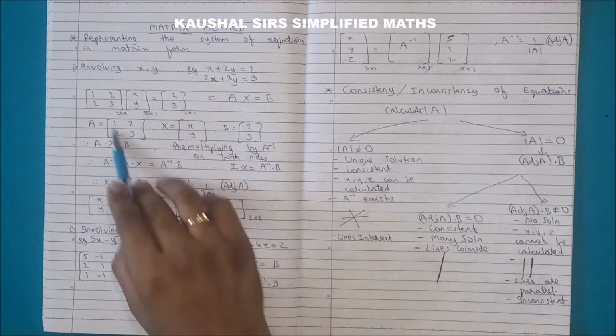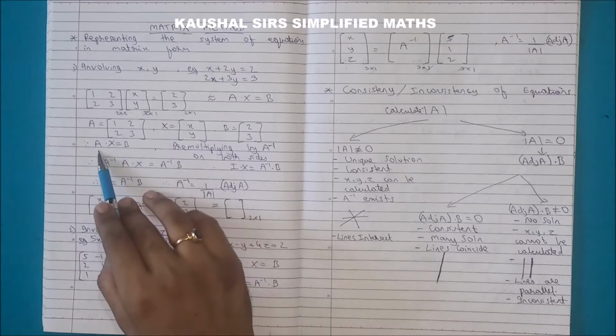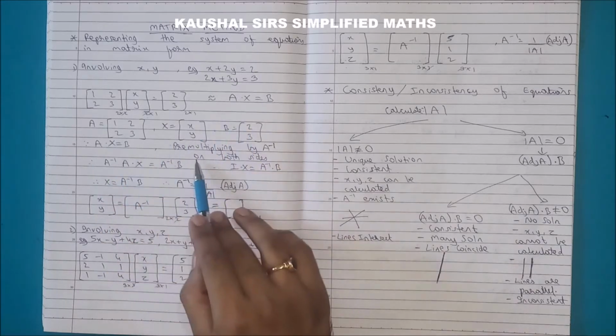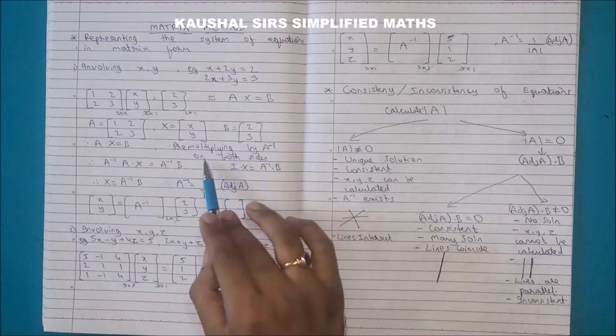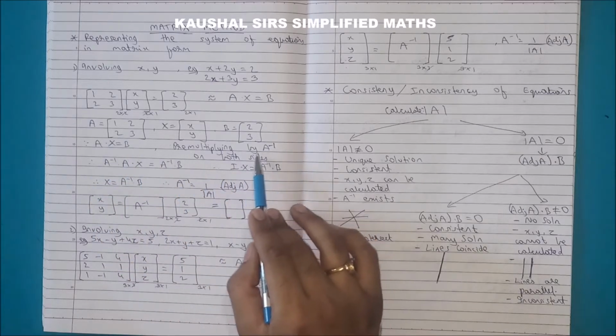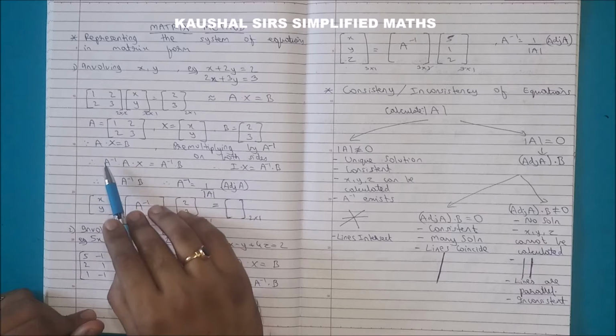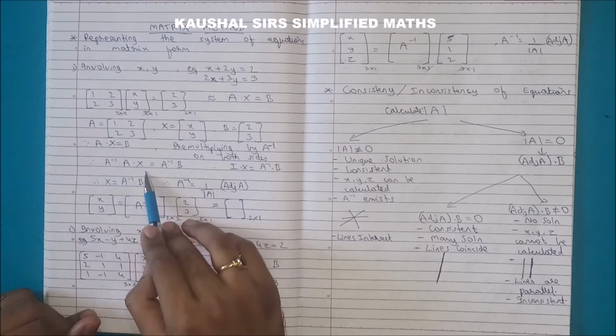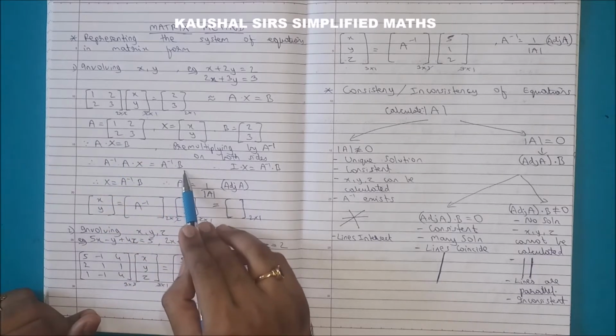Okay, once you have reached here, what we are going to do is start with the given equation again and then say pre-multiplying by A inverse on both the sides. Pre-multiplying means we multiply A inverse in front of every term. So on the left hand side we are going to get A inverse into A into X. Right hand side you get A inverse into B.